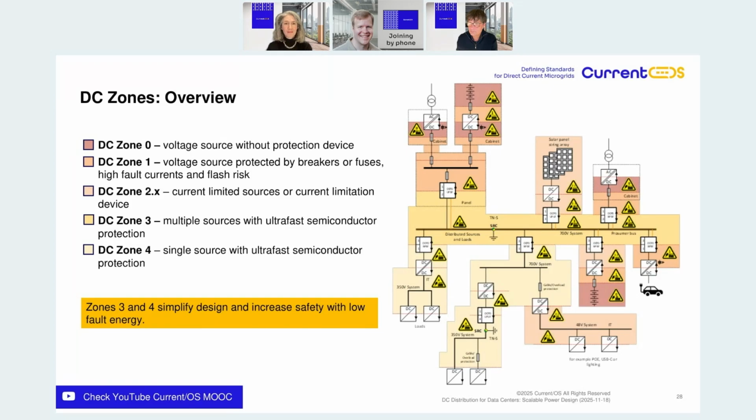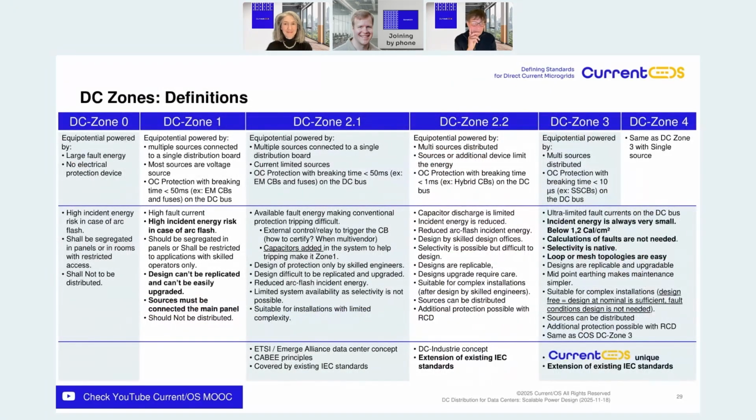And the key point here is that zones 3 and 4 simplify the design and restrict the bulk energy. As a transition to the next slide, the key point I want to highlight out of a lot of text here on the slide is that for the columns DC zone 3 and 4, in the middle there is the comment that the incident energy is very small, less than 1.2 joules per centimeter squared.